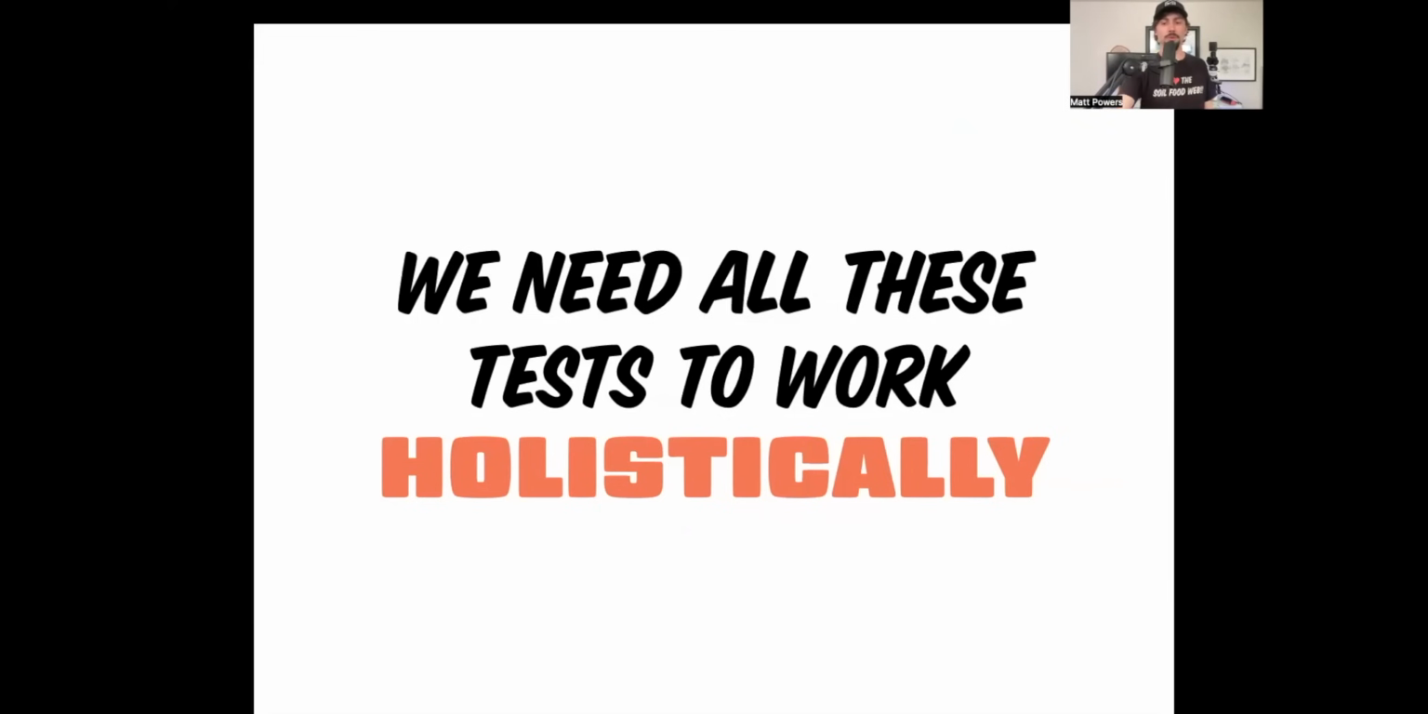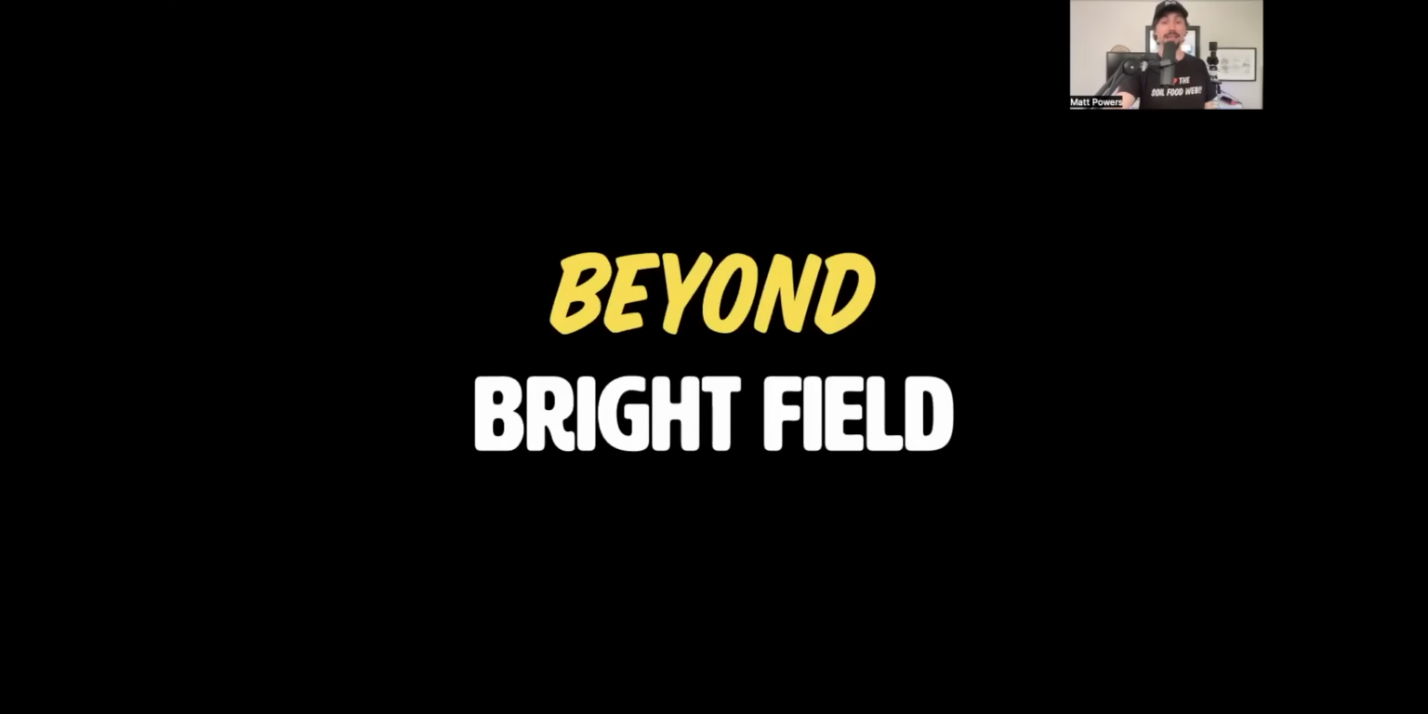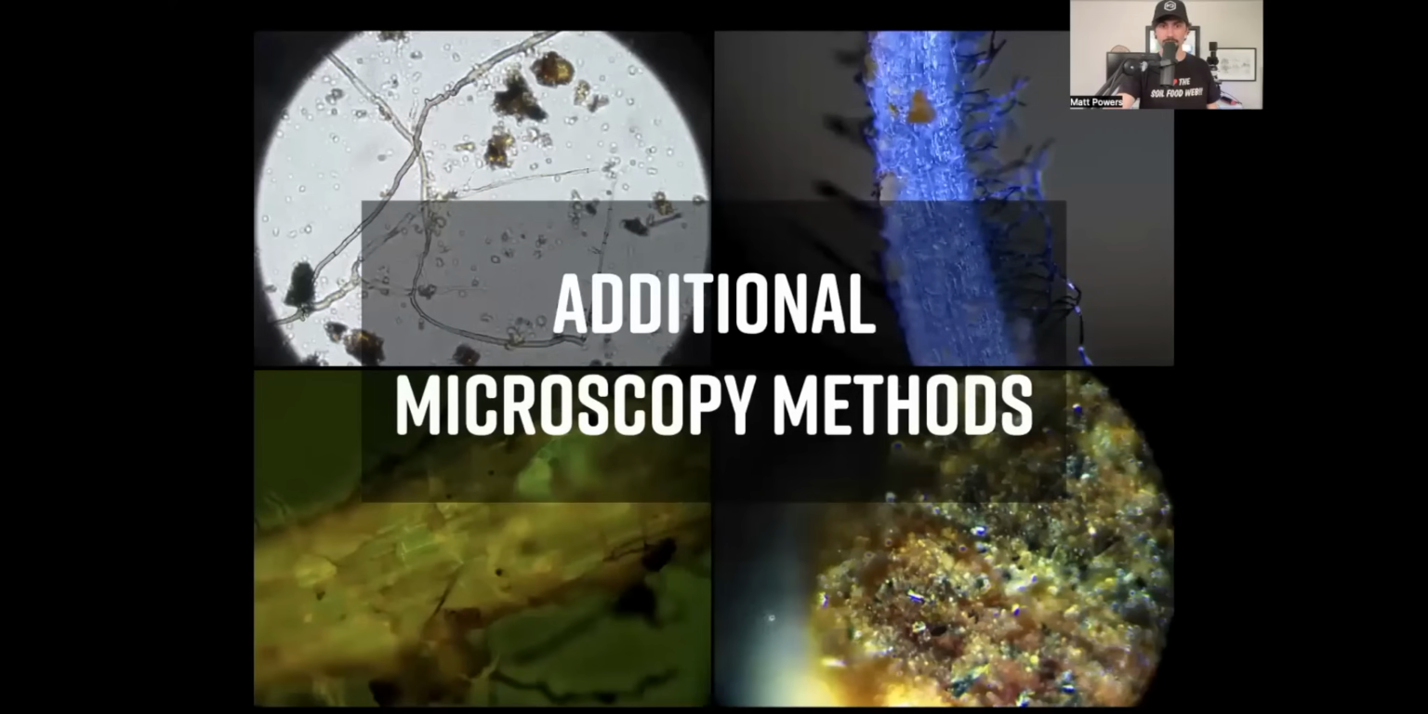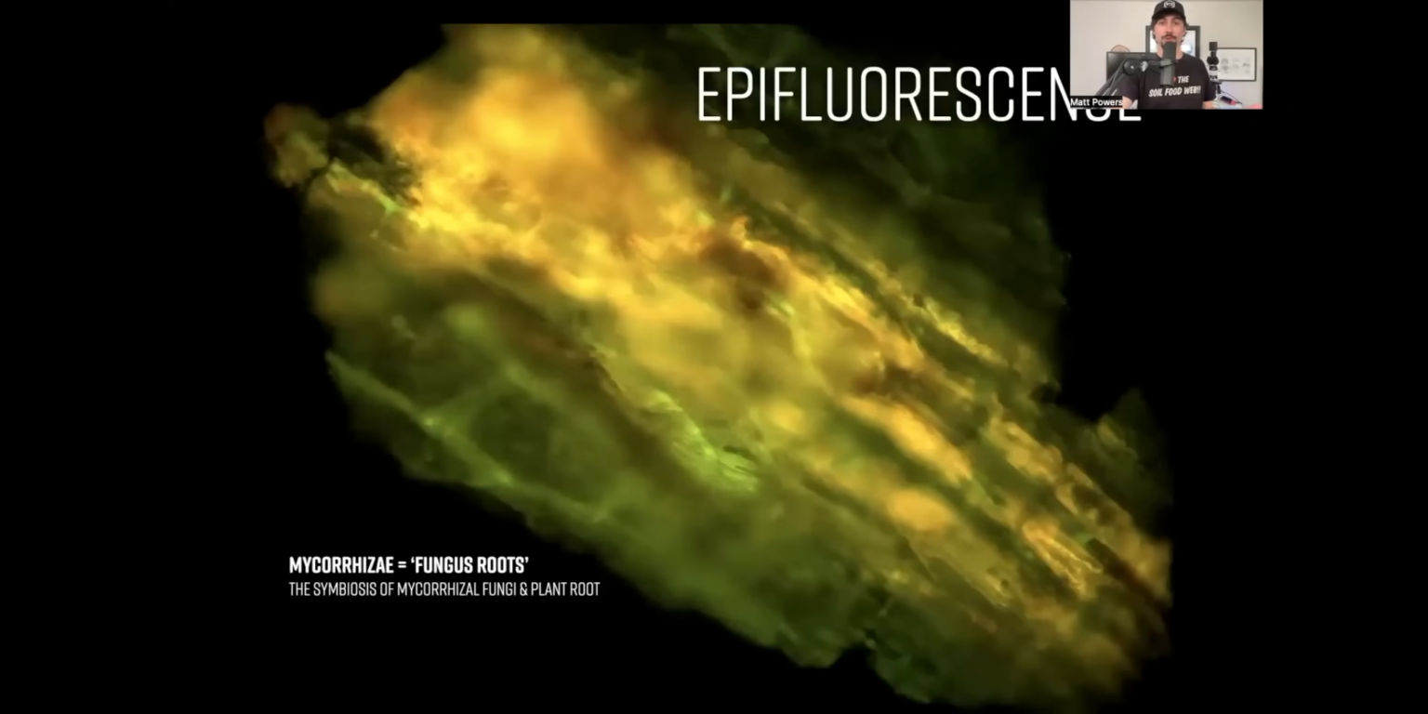So it's incredibly important to think holistically in this space and get beyond bright field and go into the additional microscopy methods. That's what I love to do. So epifluorescence, if you guys don't know epifluorescence, that is what I'm talking about when I'm flipping on the light here on this microscope. This is a propagule. This is what I was talking about when that section of root reanimates the next year. It's still glowing with the fungi, and it will literally come back to life.